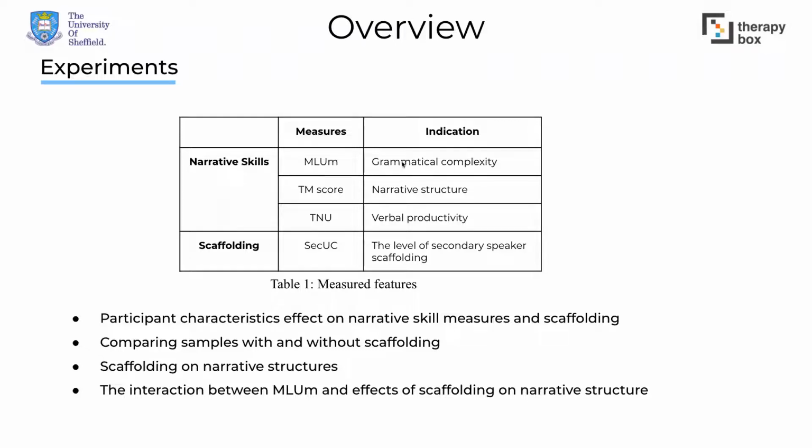In particular, we first investigated how participants' characteristics such as age and gender relate to the narrative skill measures and the level of secondary speaker scaffolding. Then, we compared the statistical difference between the groups with and without scaffolding to explore how the presence of parental scaffolding relates to the young children's performance on the narrative tasks.